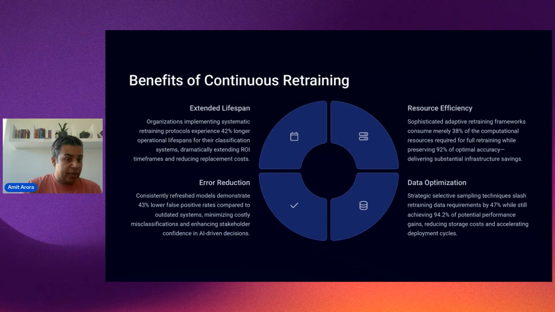The other benefit is 43% fewer false positives. I mean, that is a huge percentage in false positives, right? It directly improves the trust in the AI system. So effectively, the solution is not just technical. It's economical and strategic, so the retraining requirement is a strategic need that we should be focused on.